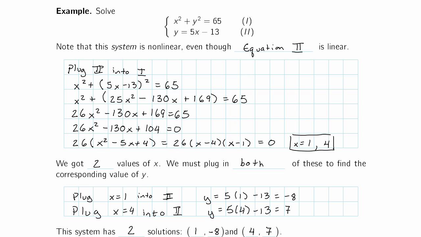I can't rearrange those. I don't have (1, 7), for example, as a solution, because x equals 1 did not give me the solution y equals 7. And we can absolutely plug these into equation 1 to check. I'm not going to make you watch me do that this time. It does work out correctly. Those two pairs are the solutions to this system.